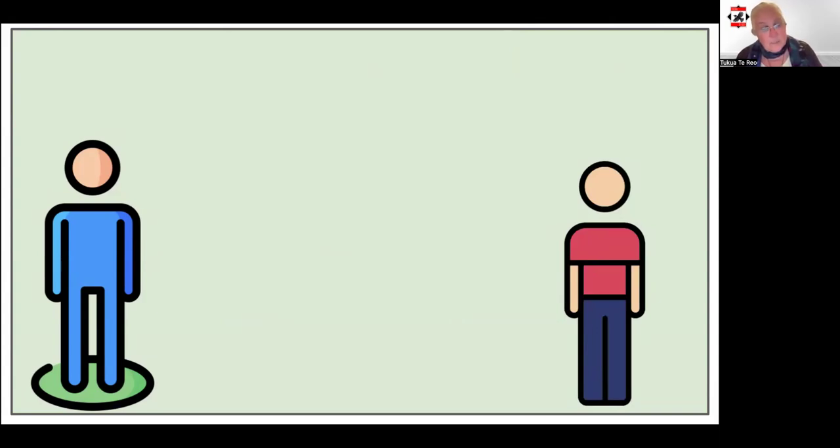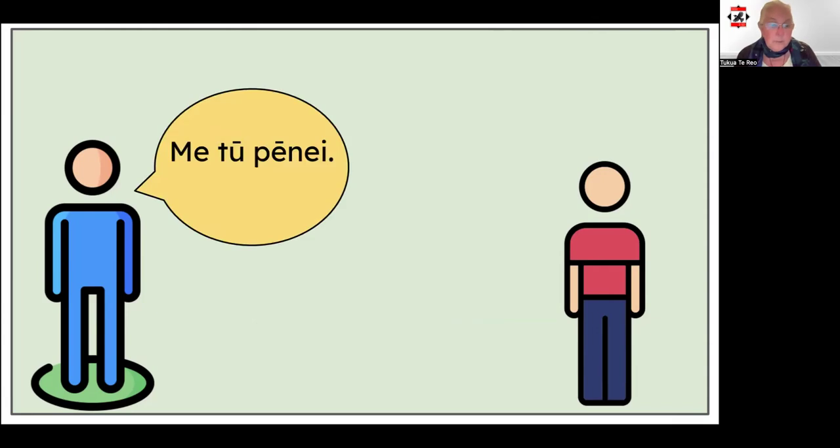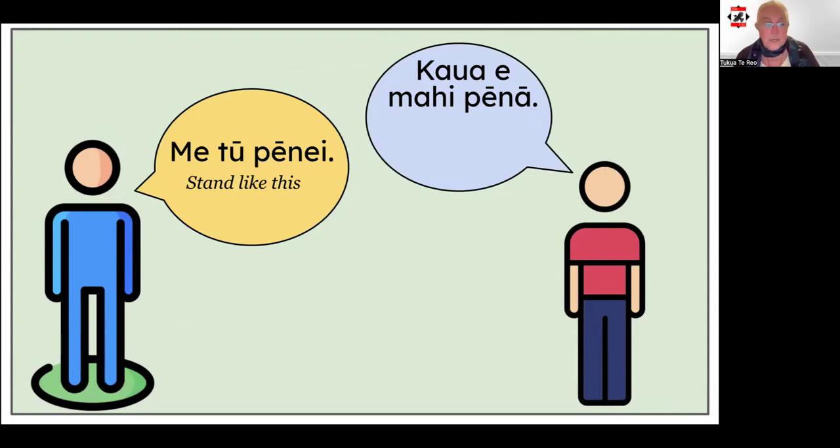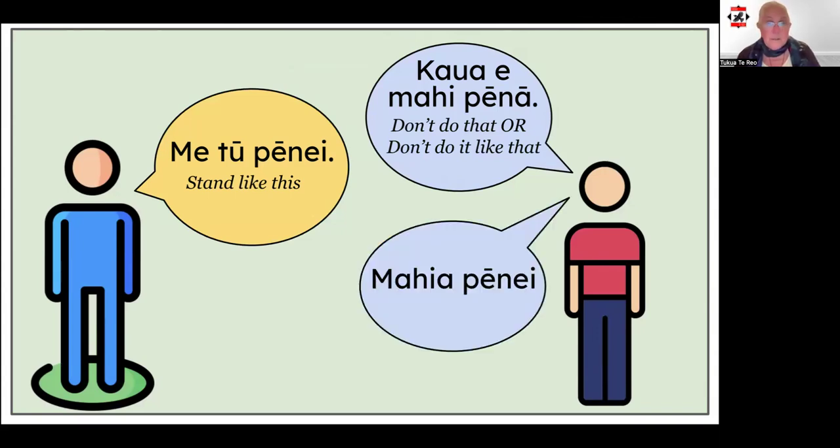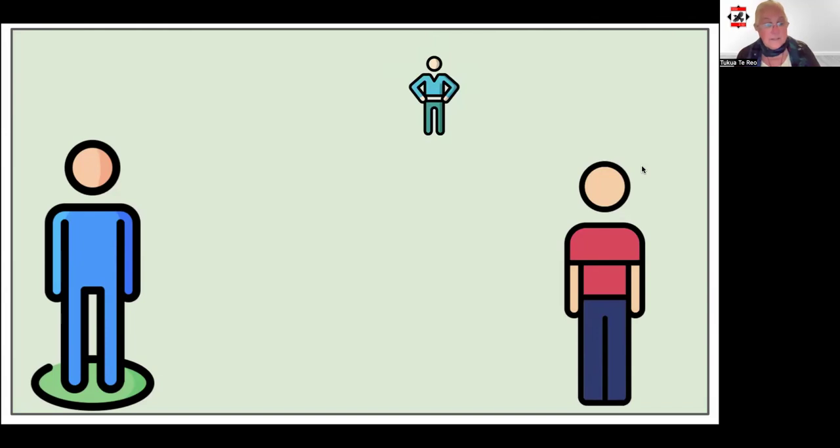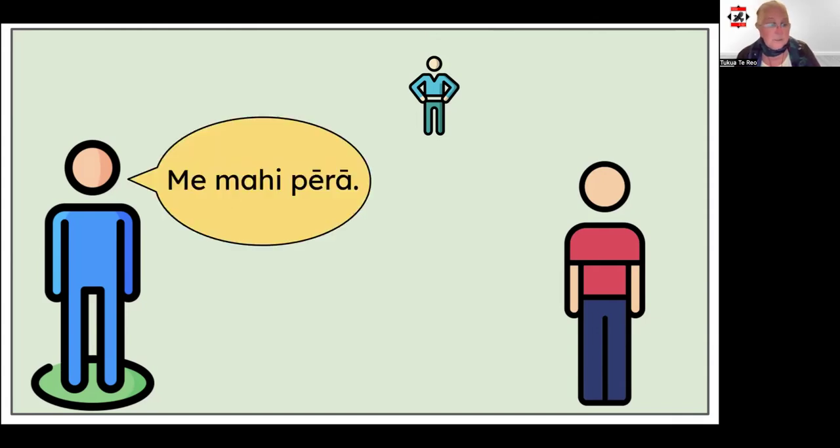Here's another couple of examples. Me tū pēnei. Stand like this. And kaua e mahi pēnā. Don't do that, or don't do it like that. The opposite command for this one would be mahia pēnei. Do it like this. We would say pērā to say do it like that when the action being referred to is unrelated to the speaker or the one being spoken to. Me mahi pērā. Do it like that.